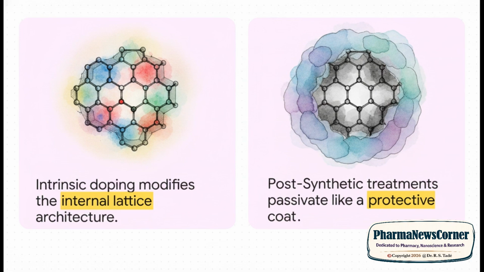Intrinsic modifications, like quantum confinement, edge states, and heteroatom doping, fundamentally modify the internal sp2 carbon lattice architecture. Think of it like knocking down structural walls and rebuilding the foundation of a house. Post-synthetic treatments, on the other hand, represent things like polymer functionalization used simply to passivate the surface. That is like applying a highly protective coat of paint. It protects and improves the house, sure, but it fundamentally leaves the underlying architecture completely unchanged.